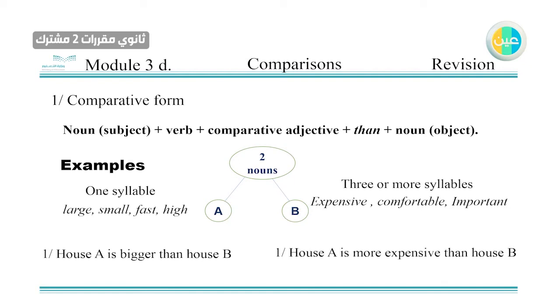Also between two, you have than here, but you're going to say house A is more expensive than house B, or let's say watch A is more expensive than watch B, and so on. I'm going to leave this just for a second if you want to take it as a paragraph.